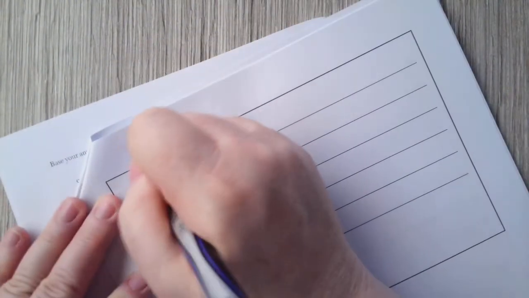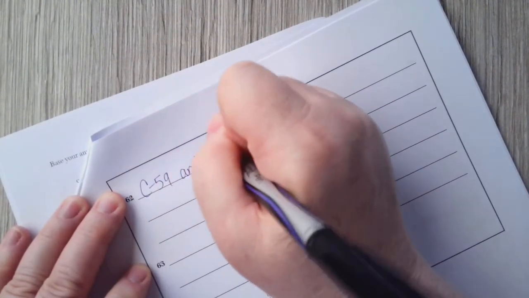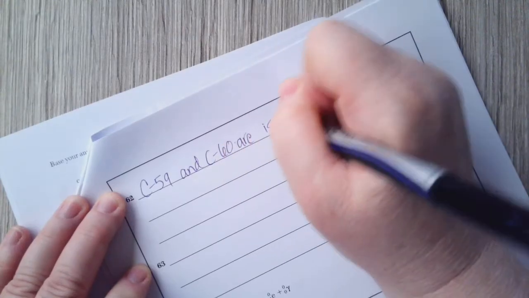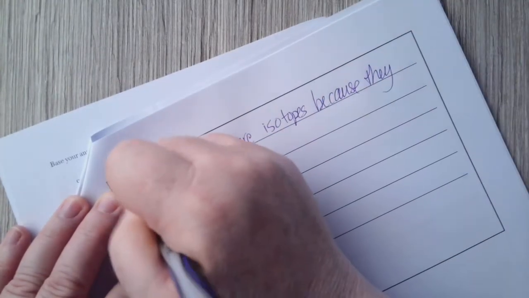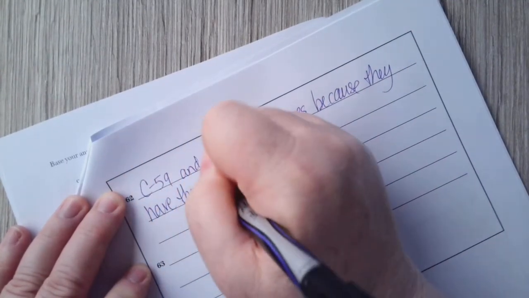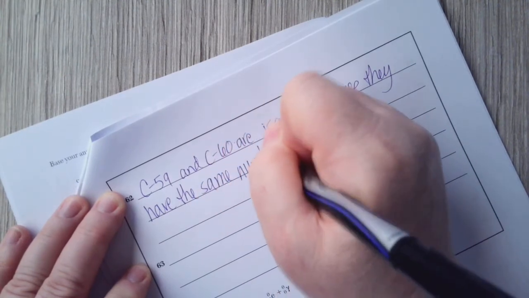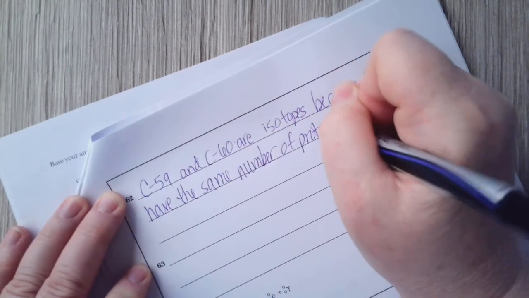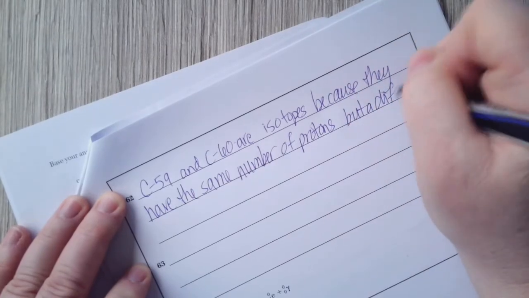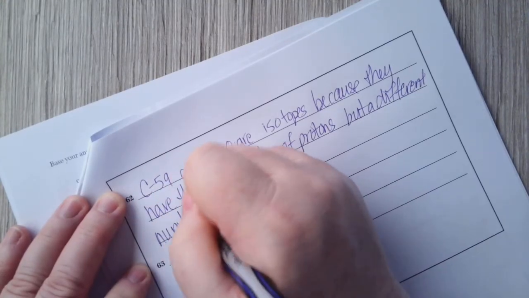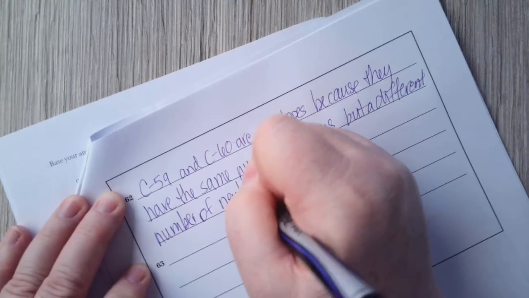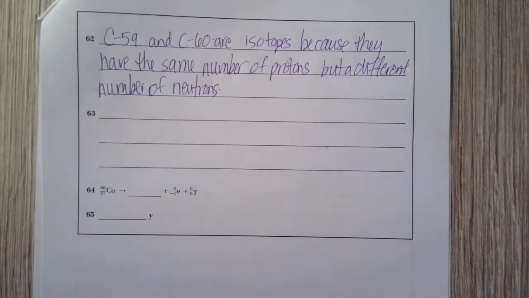Okay, so cobalt-59 and cobalt-60 are isotopes because they have the same number of protons, but a different number of neutrons. That's the isotope definition. You should literally just know that. That should not be a question. That should not be hard.